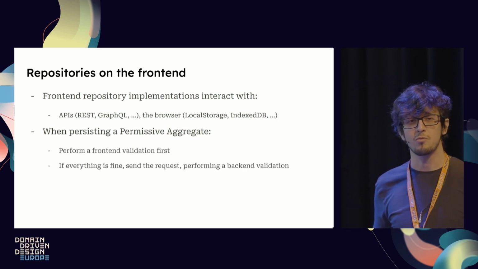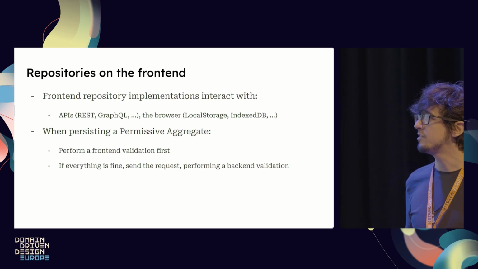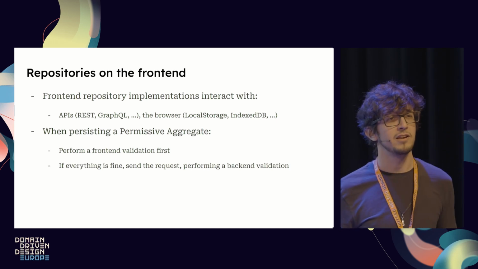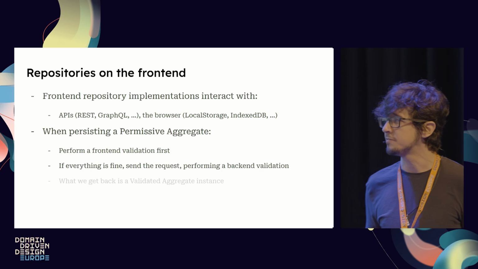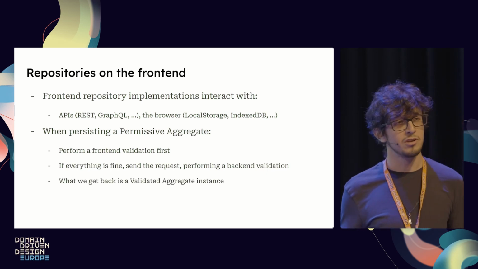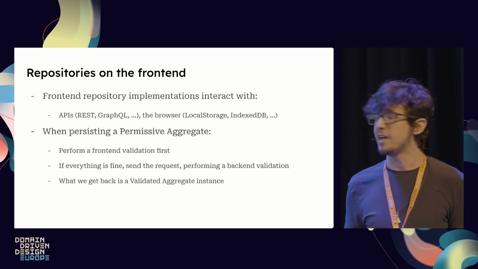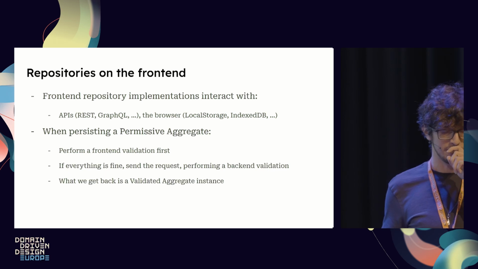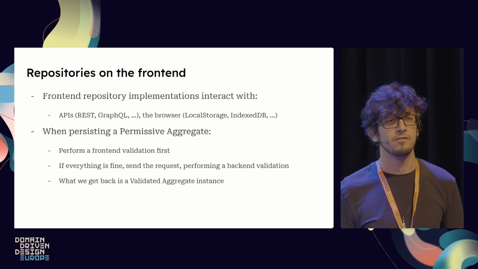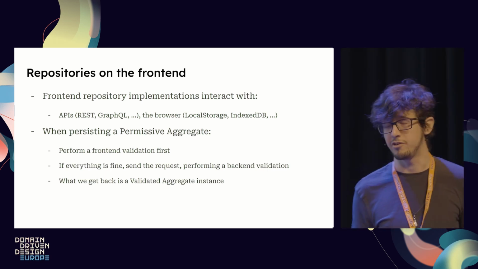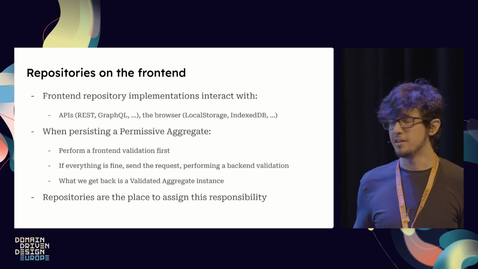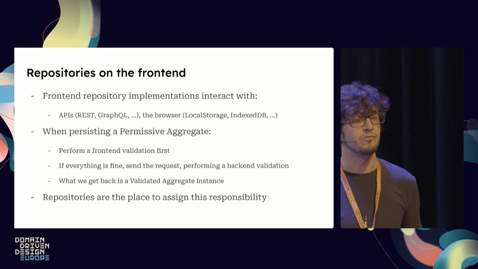When you're trying to persist a permissive aggregate, what you're going to do is perform a front-end validation first, and then if everything is correct with that front-end validation, we're going to send a request, leaving the backend to do the final part of that validation. And then if everything goes well with that request, what we get back is a validated aggregate, in a way that only the server is able to validate our permissive aggregate.